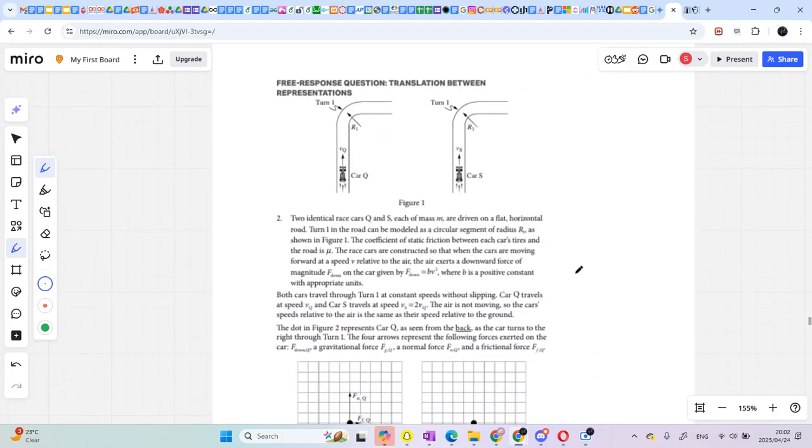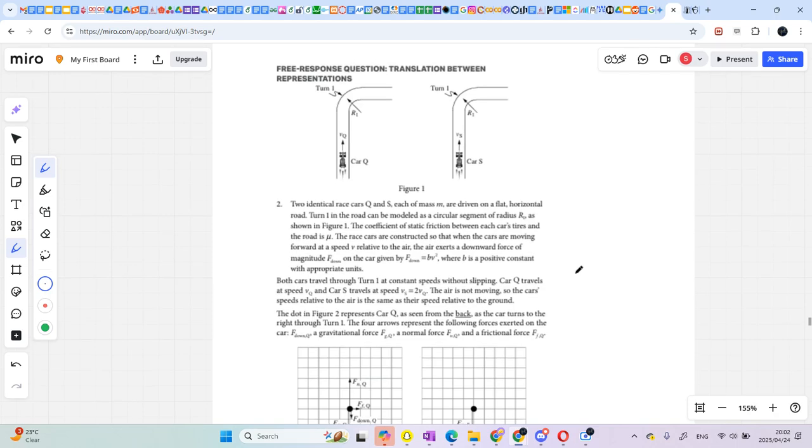All right, translation between representations. This one is where you're going to have a lot more diagrams. Again, the big paragraph that College Board loves doing, especially with physics. They don't do that with chemistry a lot. They kind of just give one sentence for chemistry and call it a day. But for physics, they love these paragraph slaps.